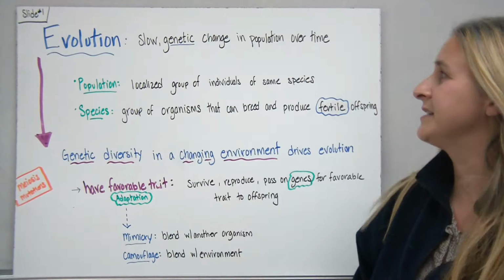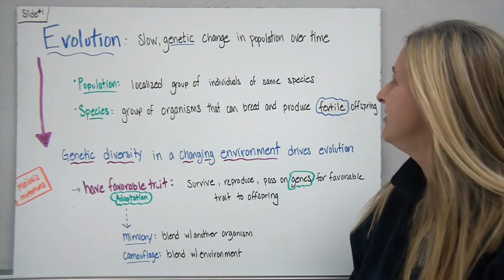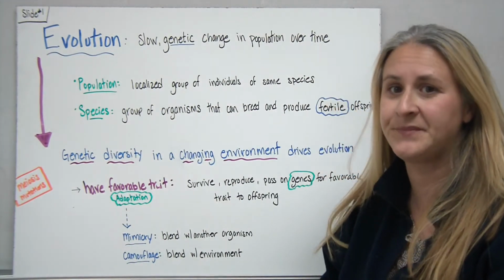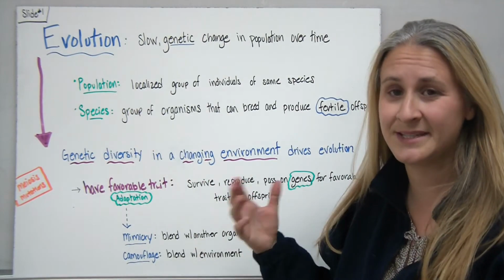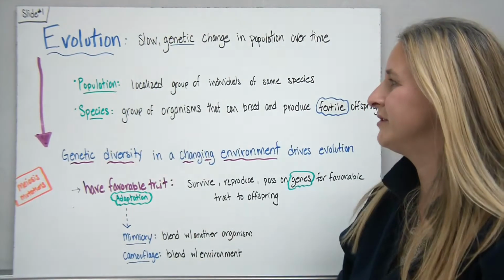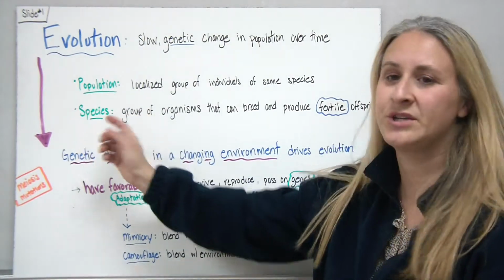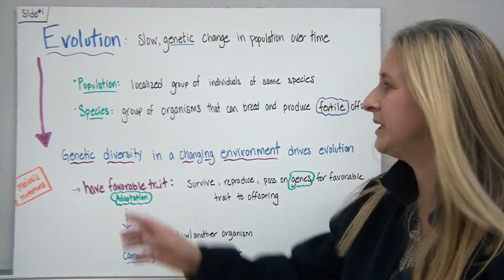Evolution really is defined as a slow genetic change in a population over time. It doesn't necessarily happen very quickly. Sometimes it could take tens of thousands of years for evolution to occur. We need to make sure we have some terms defined pretty carefully.